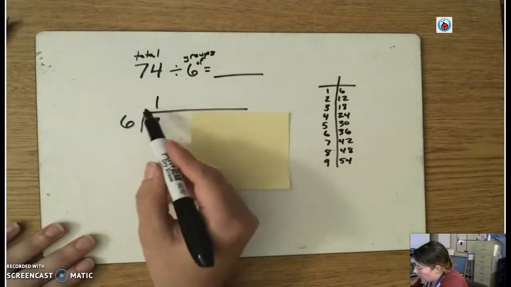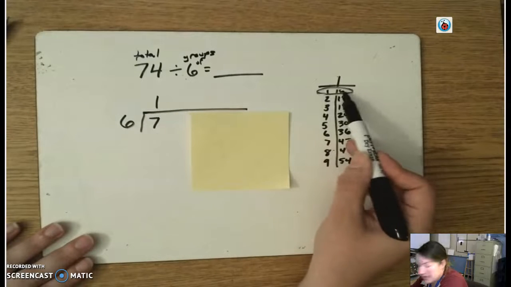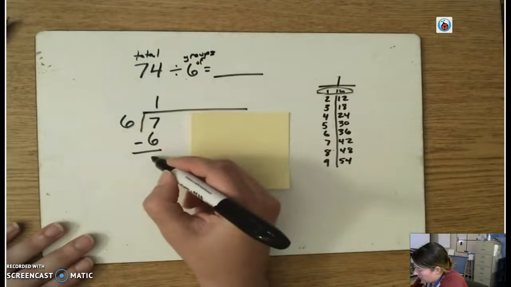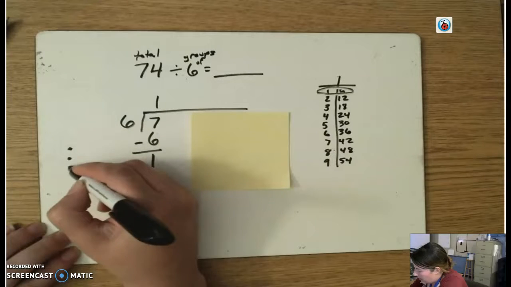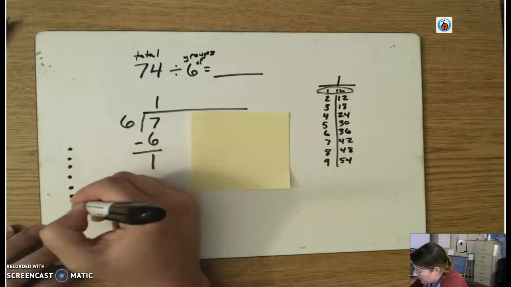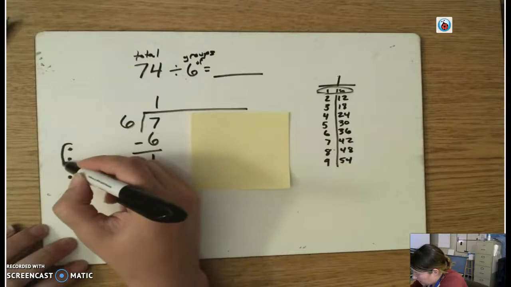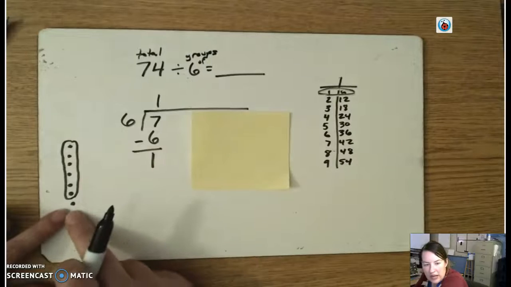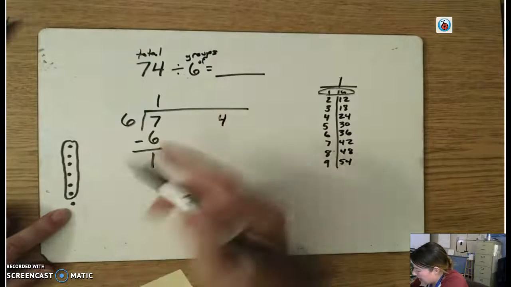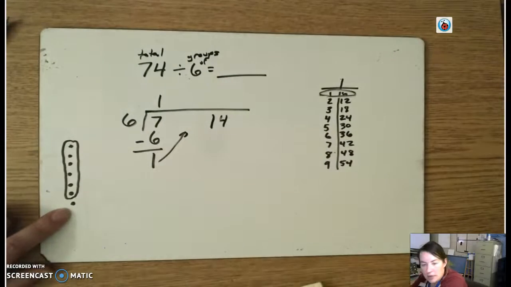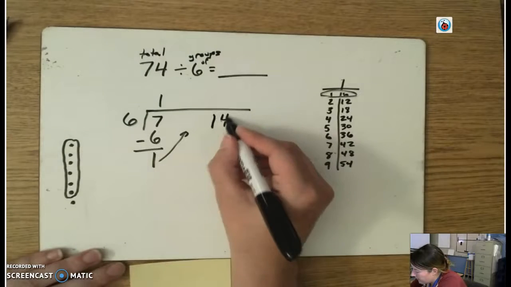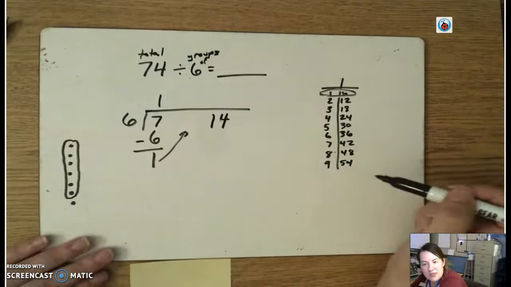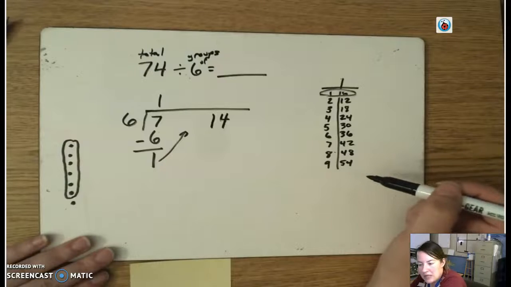So if I make 1 group of 6, that's how many pieces? 6 pieces. So take those 6 away, and I would realize I would have 1 piece left over, right? So here I had 1, 2, 3, 4, 5, 6. There's my group of 6. Look, there's my one little guy left over. So I'm going to take that guy and bring him and put him up here next to my 4. So now I have 14 pieces.